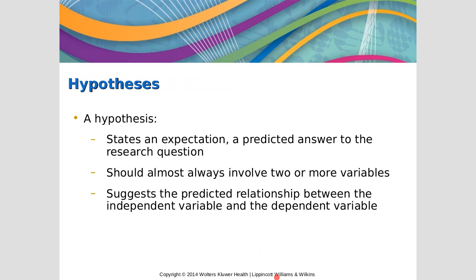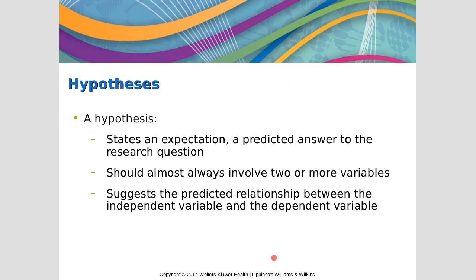The hypothesis states an expectation, a predicted answer to the research question, should almost always involve two or more variables, and suggests the predicted relationship between the independent variable and the dependent variable. So quantitative researchers explicitly state their hypothesis. So the example would be, women who were sexually abused in childhood have a higher incidence of irritable bowel syndrome than women who are not abused.